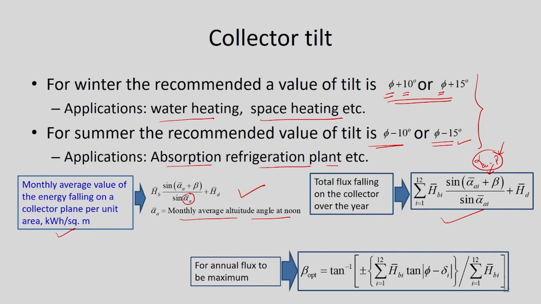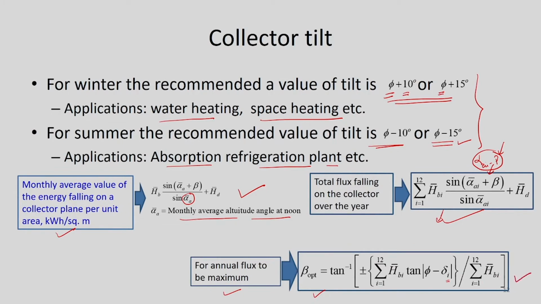And for annual flux to be maximum, from this expression we can differentiate it and find out the optimum value, which is nothing but tan inverse of the summation of HBI tan(phi minus delta I) over the summation of HBI. Here I varies from 1 to 12. So, for 12 months we need to find out the HBI value and multiply with tan(phi minus delta I). Delta will also vary with months, and finally the summation of HBI we need to consider.